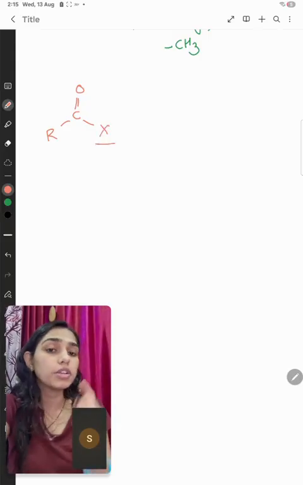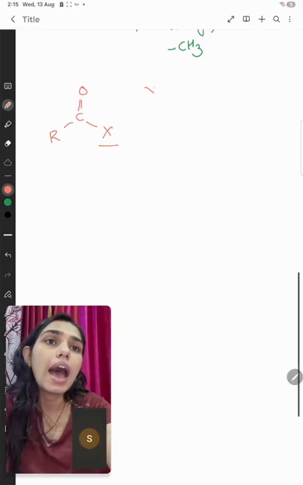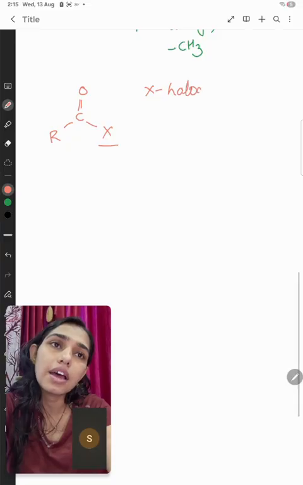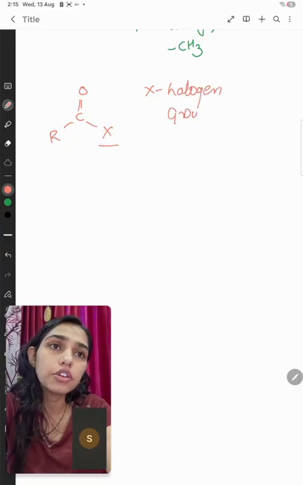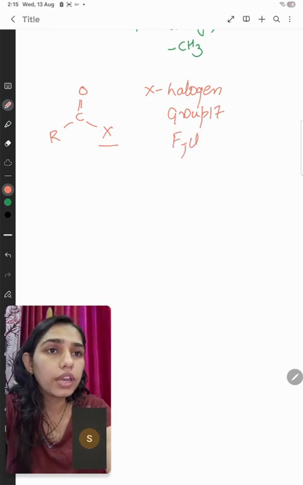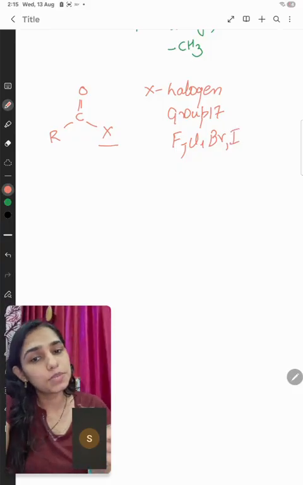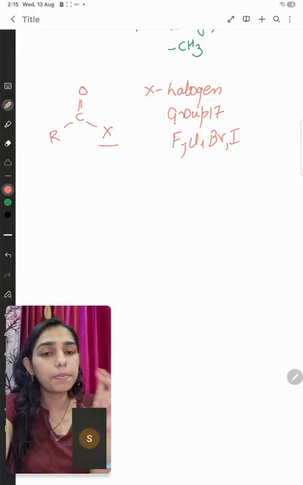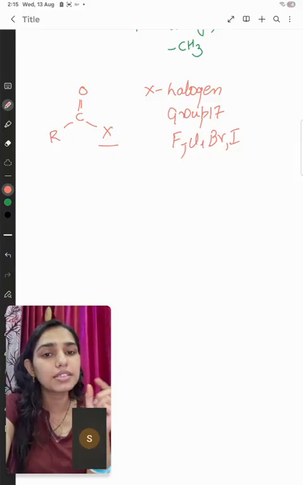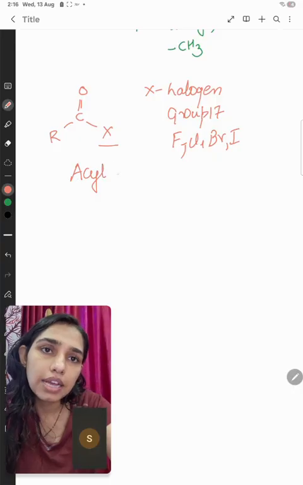What is X? In the modern periodic table, in organic chemistry class 11th, we have studied that X refers to halogens. What are halogens? Halogens are group 17 elements. What are the group 17 elements? Fluorine, chlorine, bromine, iodine, and so on. Whenever the fourth position is being satisfied by X, whenever X is coming as the fourth valency of carbon, where X refers to halogen, you call it acyl groups, acyl chlorides.